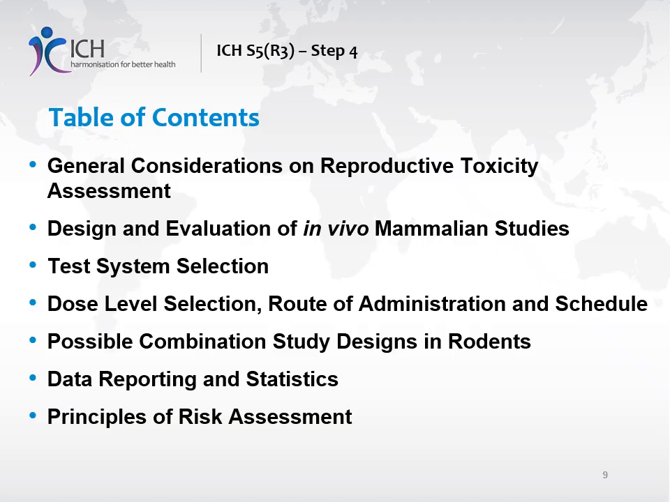The content is separated into the following sections: general considerations on reproductive toxicity assessment, design and evaluation of in vivo mammalian studies, test system selection, dose level selection, route of administration and schedule, possible combination study designs in rodents, data reporting and statistics, and principles of risk assessment.